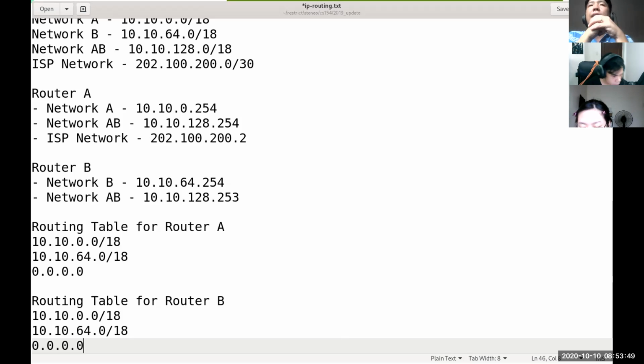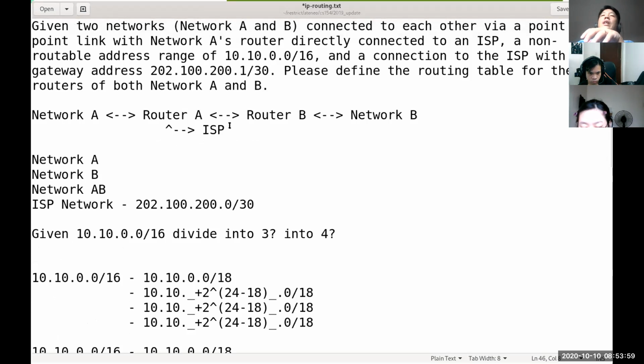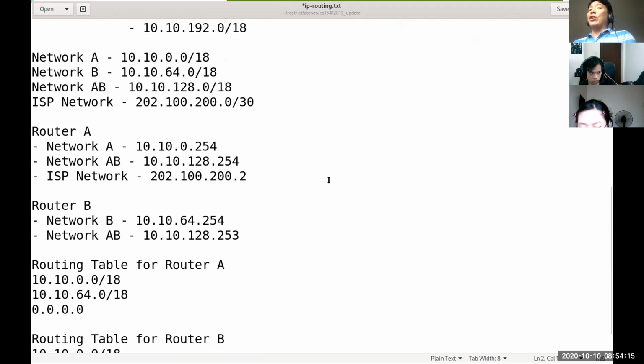Now, you will ask me, sir, why is network AB, 10.10.128.0/18, not included? The reason why we normally don't include that is because hosts in these networks don't really need to go to the network between the two, because there are only these two routers here, in which these two routers are part of these networks. So you normally don't need to put the peer-to-peer networks in the routing table. But if you do put it and you do configure a default route, it actually does not hurt.